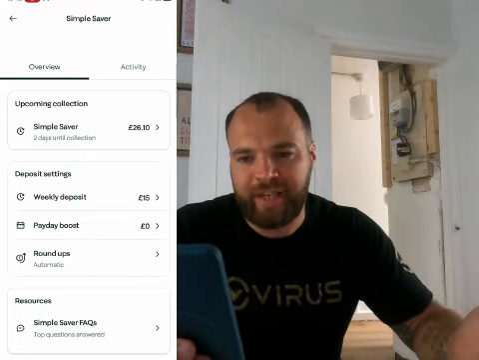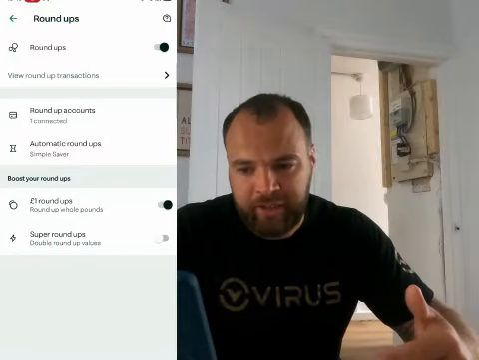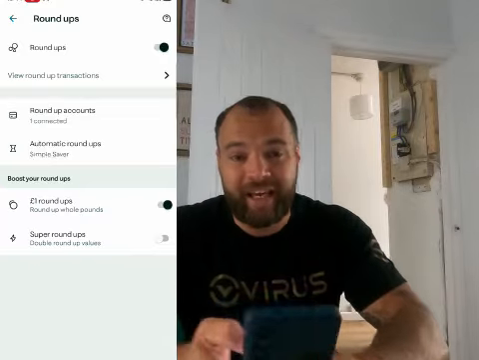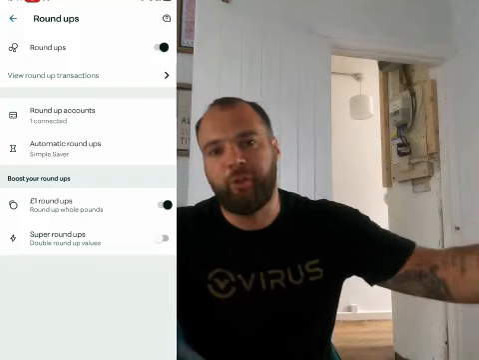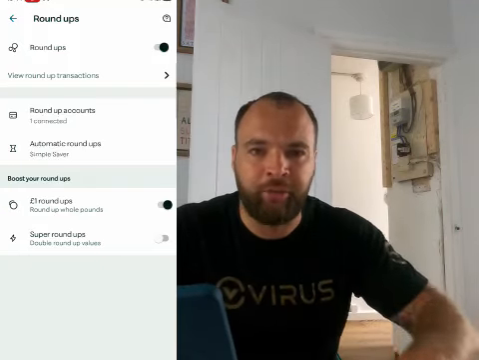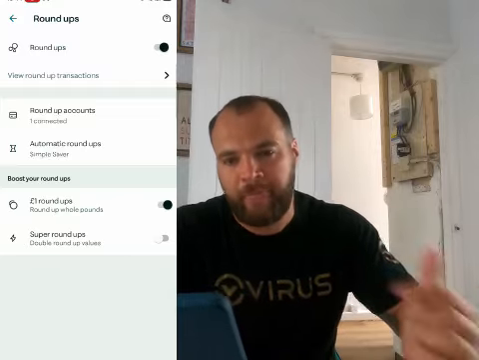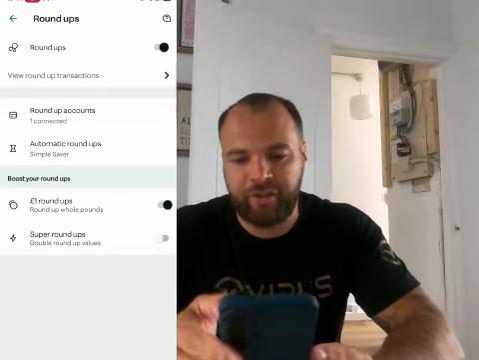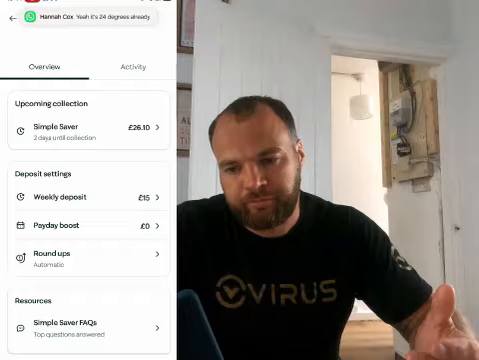And then roundups as well. This is something else I have turned on. And as you can see at the bottom, it's a £1 roundup. So it connects to your bank account. And then whenever you buy something, so if I buy something which is £9.99, it'll basically round it up to the nearest pound. So it'll be a penny to round up to £10. That penny they'll put into your savings account. So I have that turned up, and that is currently going into my Simple Saver.